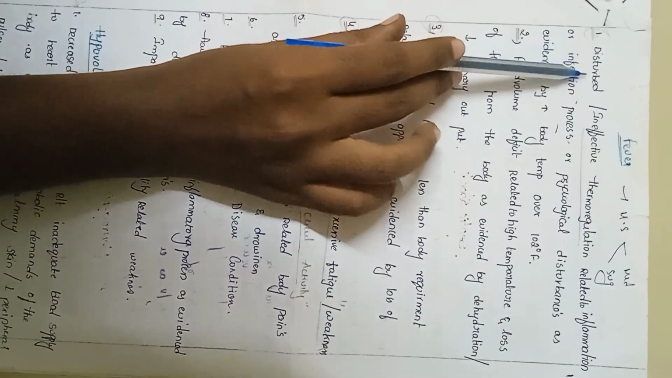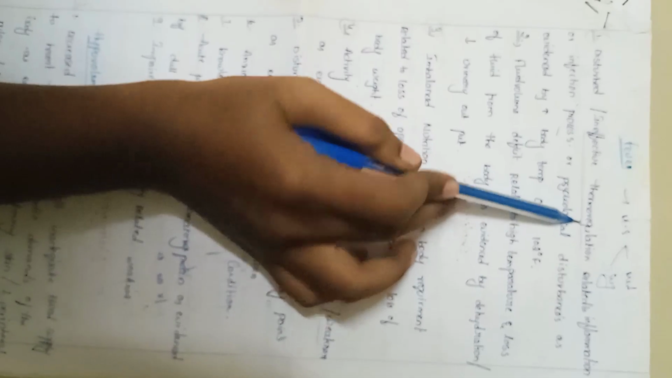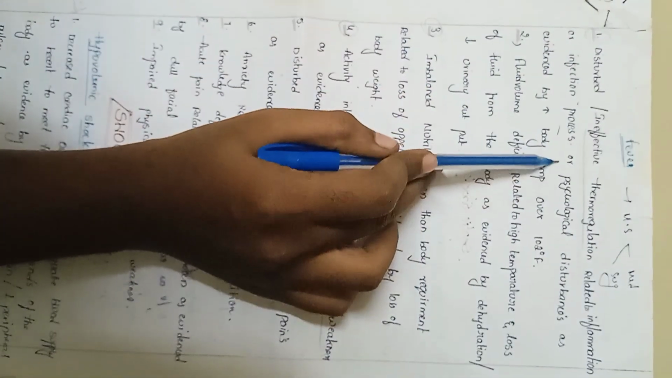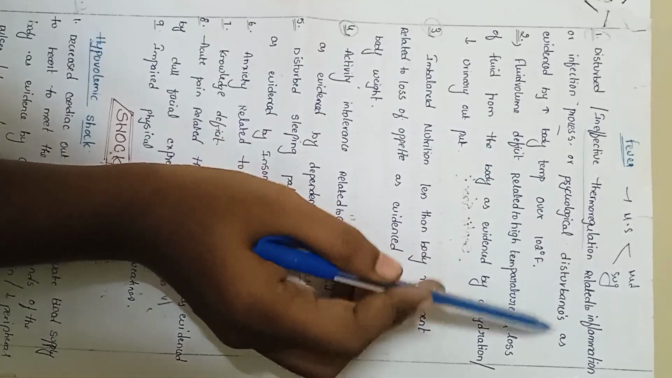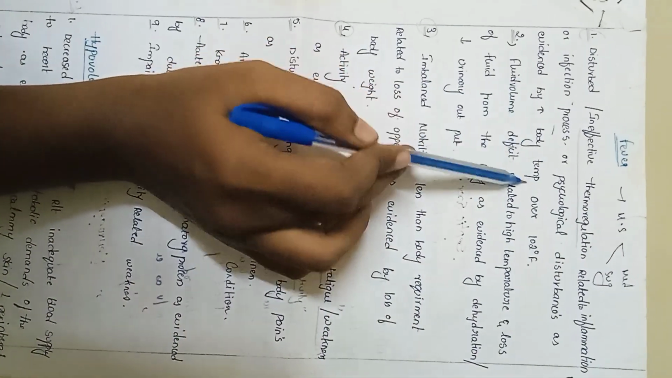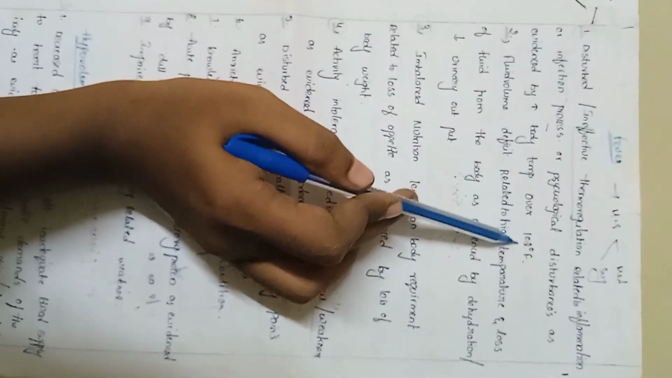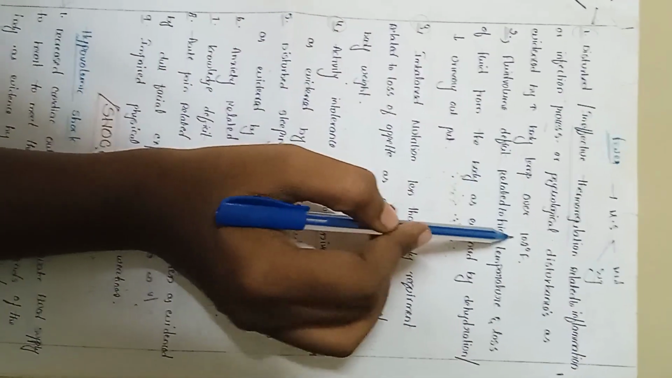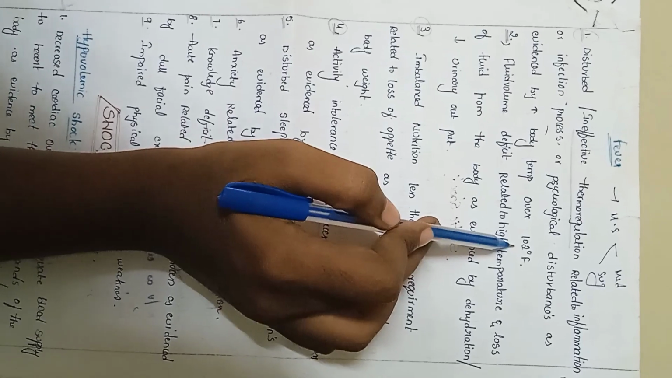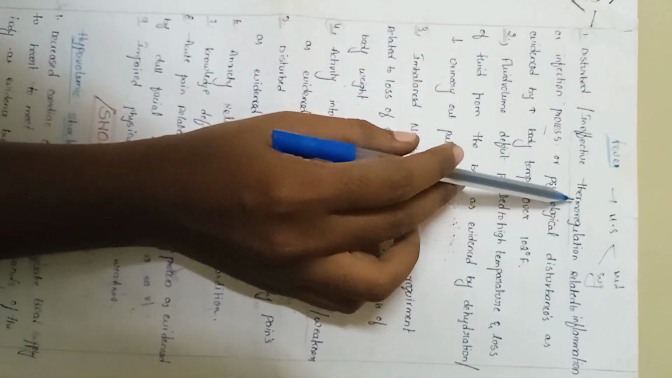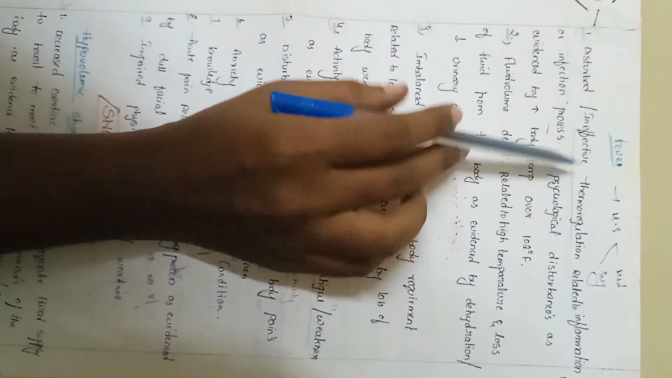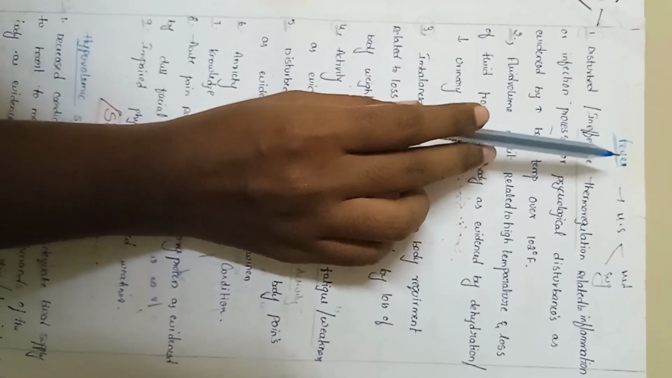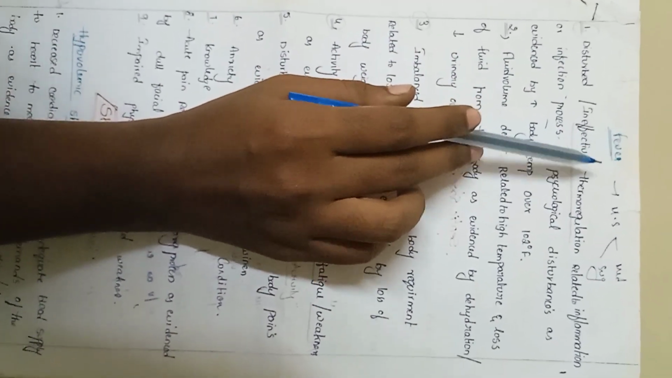The first one is disturbed or ineffective thermoregulation related to inflammation or infection process, or psychological disturbances, as evidenced by increased body temperature over 1 or 2 degrees. So here the body temperature is more than 1 or 2 degrees because thermoregulation is imbalanced or disturbed. This is one of the most important diagnoses for fever.